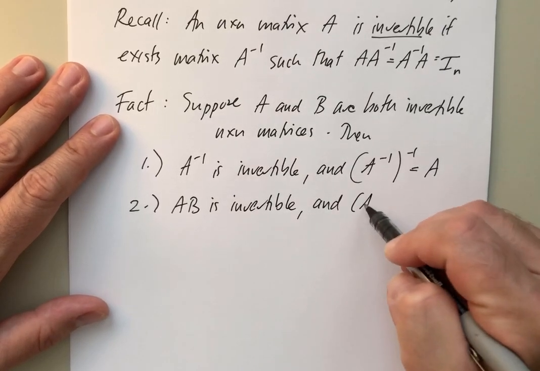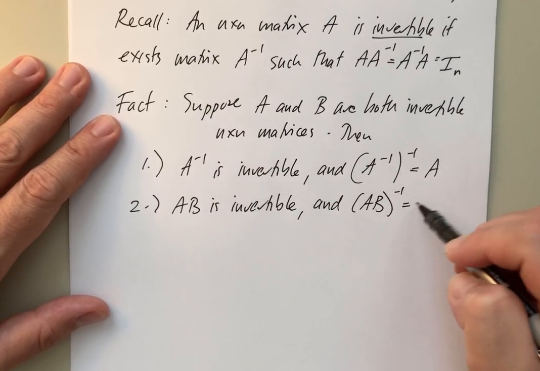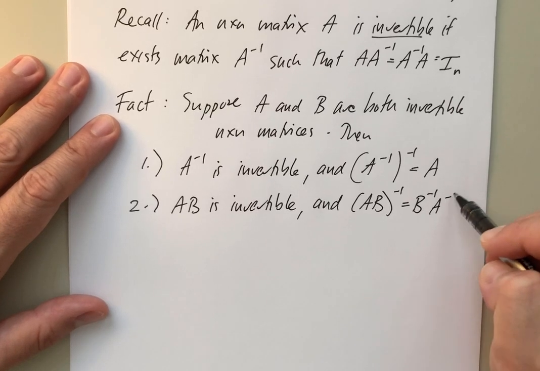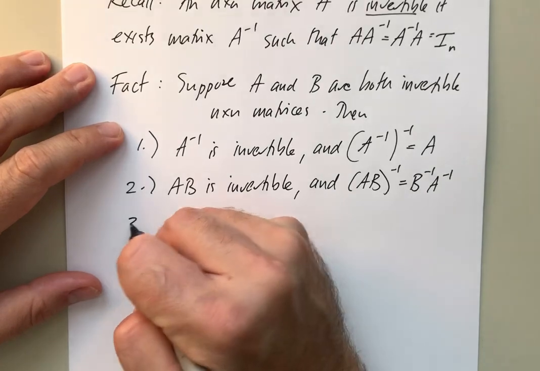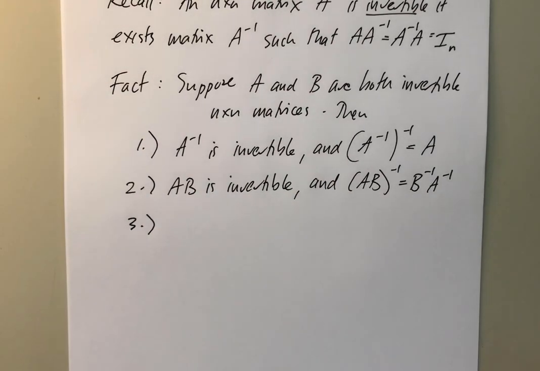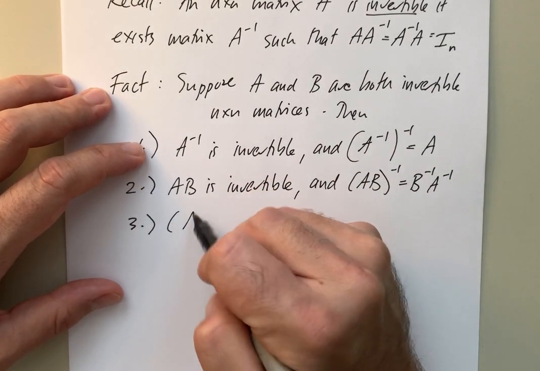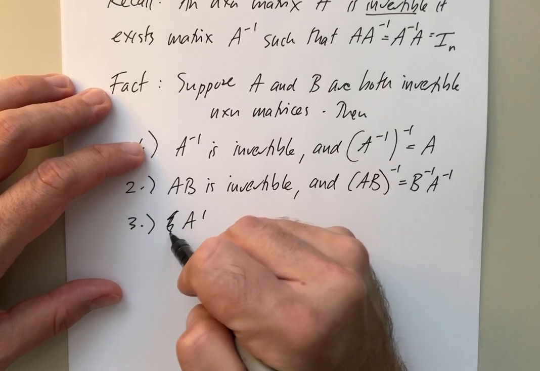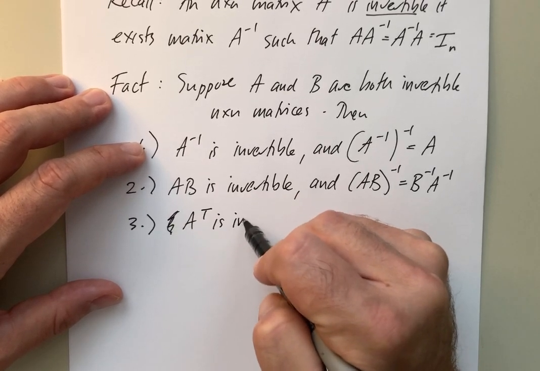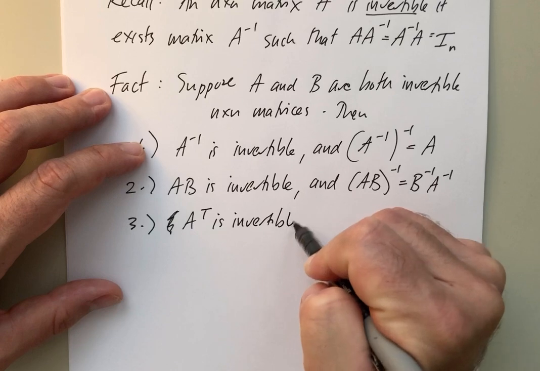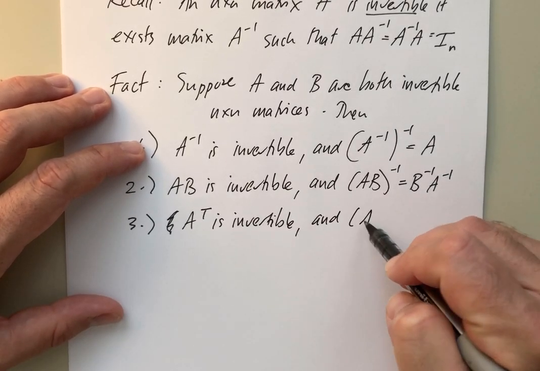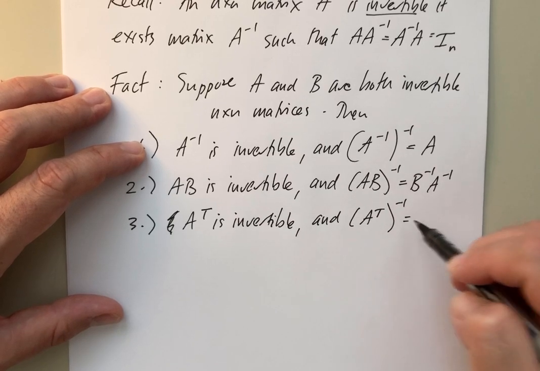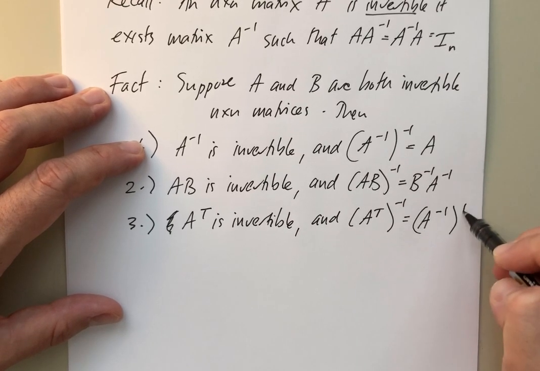And what's the inverse of the product? It's the product of the inverses, but in the opposite order, and I'll show you why that is in a second. Last thing is, how does this behave with transposes? So A transpose is invertible. So the matrix I get by transposing is invertible. And what is the inverse? This is easy. It's going to be the transpose of the inverse. Okay?